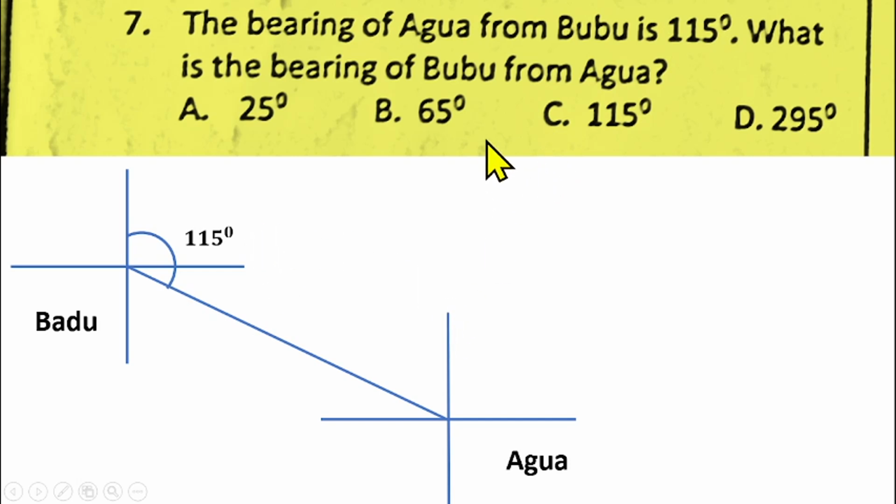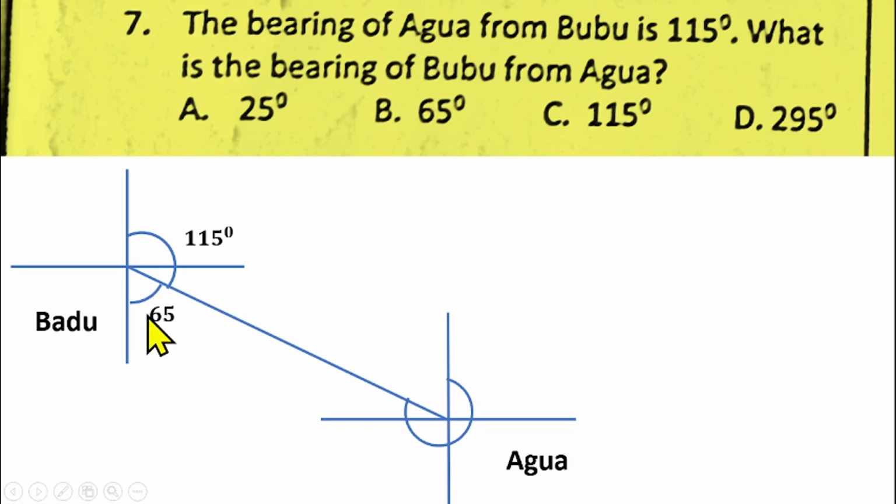So we are now looking for the bearing of Budu from Agua. That will be the angle from the north to the line that joins them together, which is this angle that we have marked here. How can we find this angle? It is very easy. You can find the remaining angle here, because the whole angle from the north to the south is 180 degrees. So the angle here will be 180 minus 115, which gives us 65.